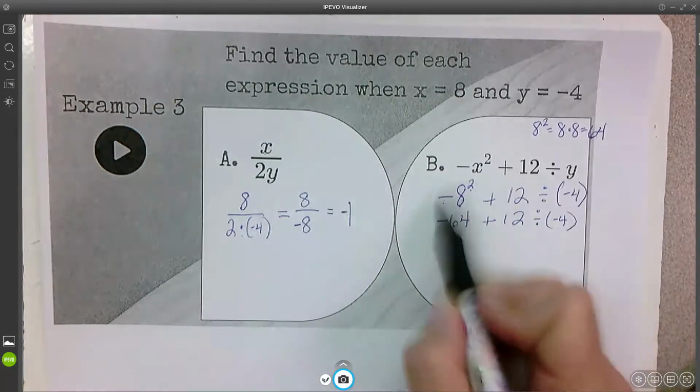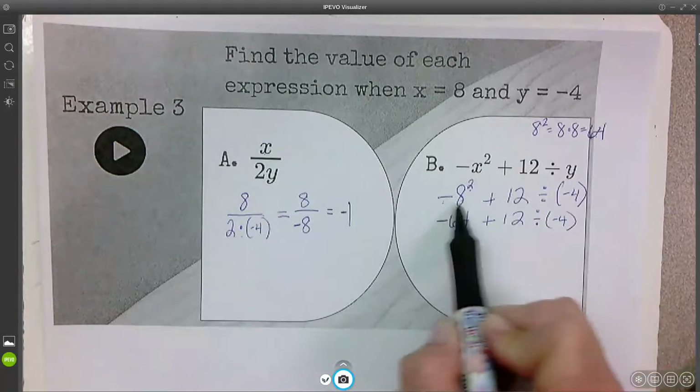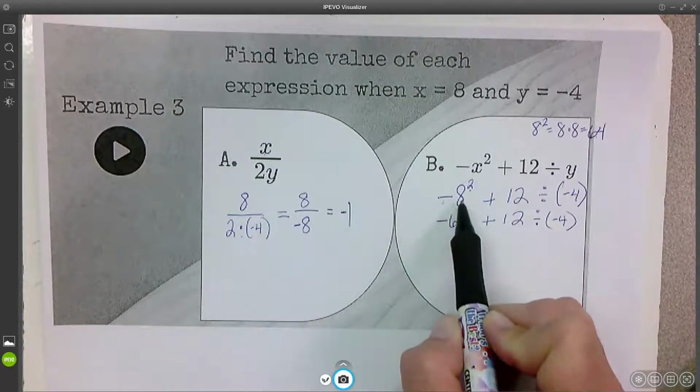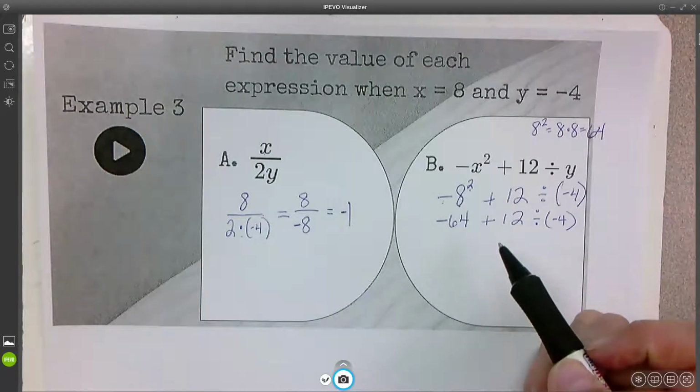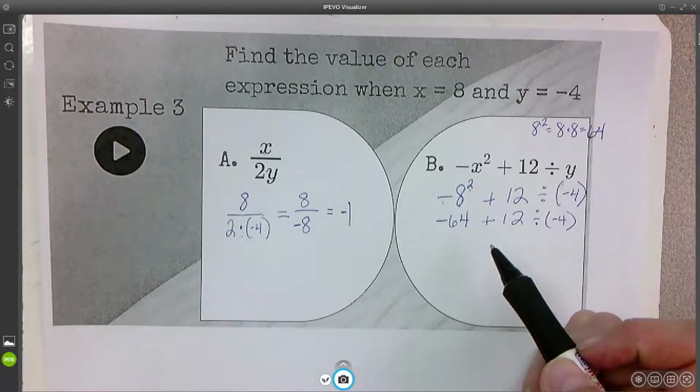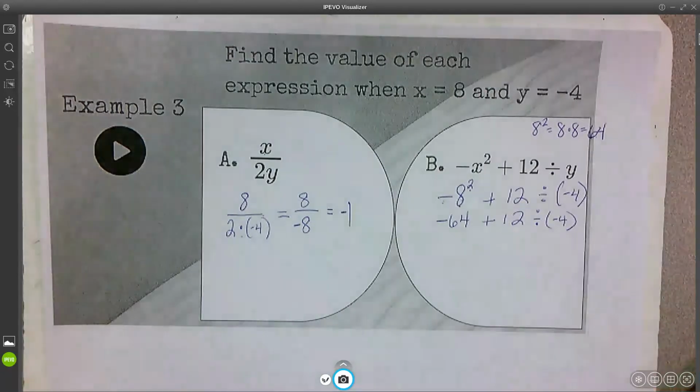Just going back to this for a second. The reason it's not -8 times -8 is because there's no parentheses around here. We did that back in the last section, 2.1. I believe it was example 2 if you want to go back and watch the video.